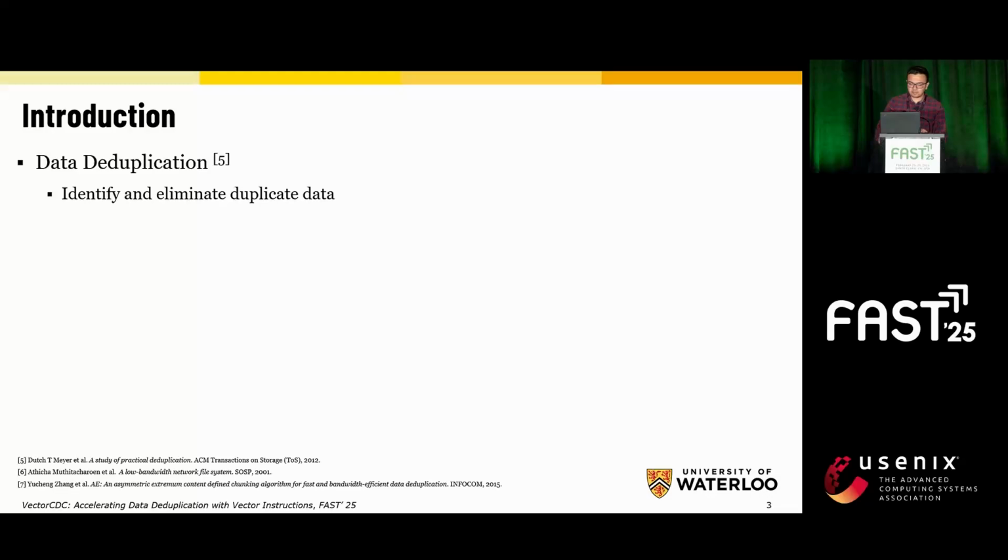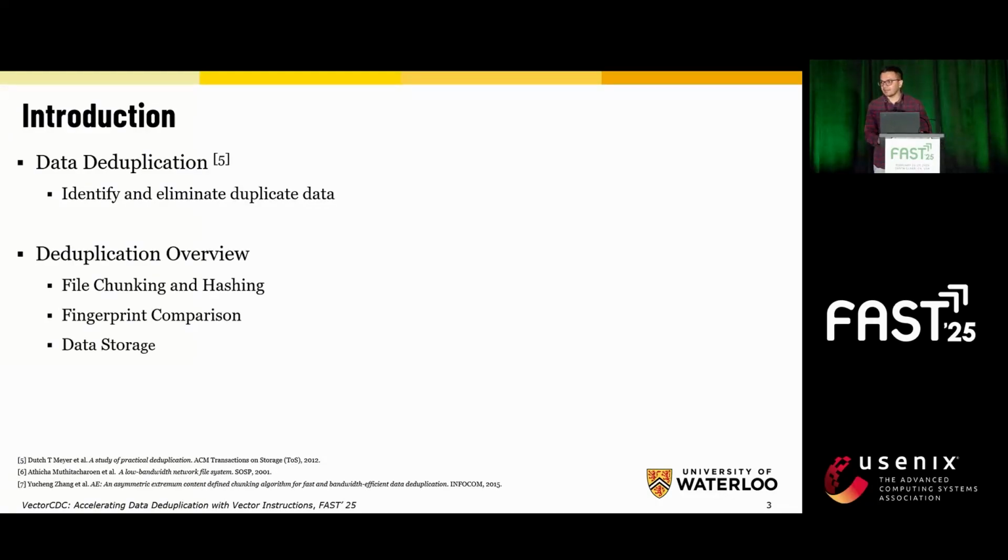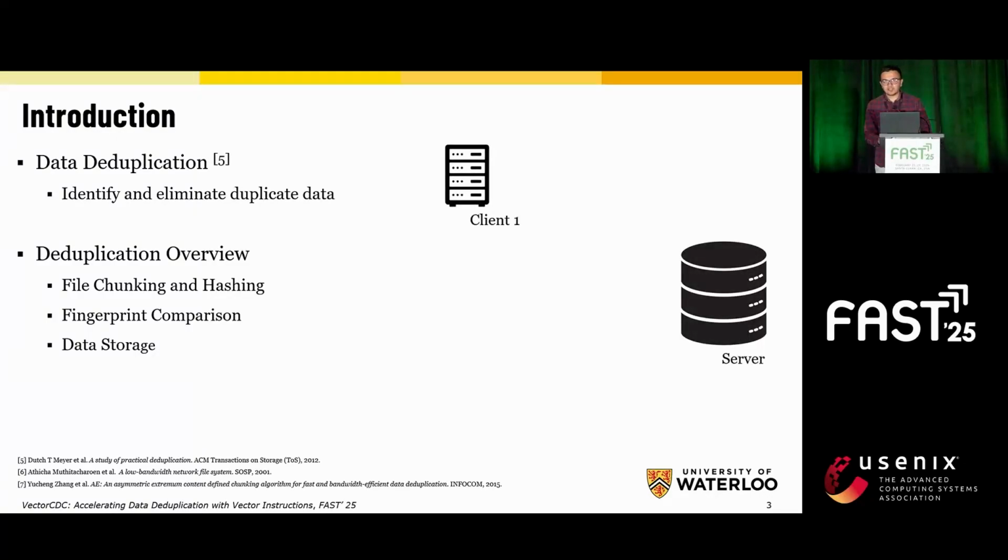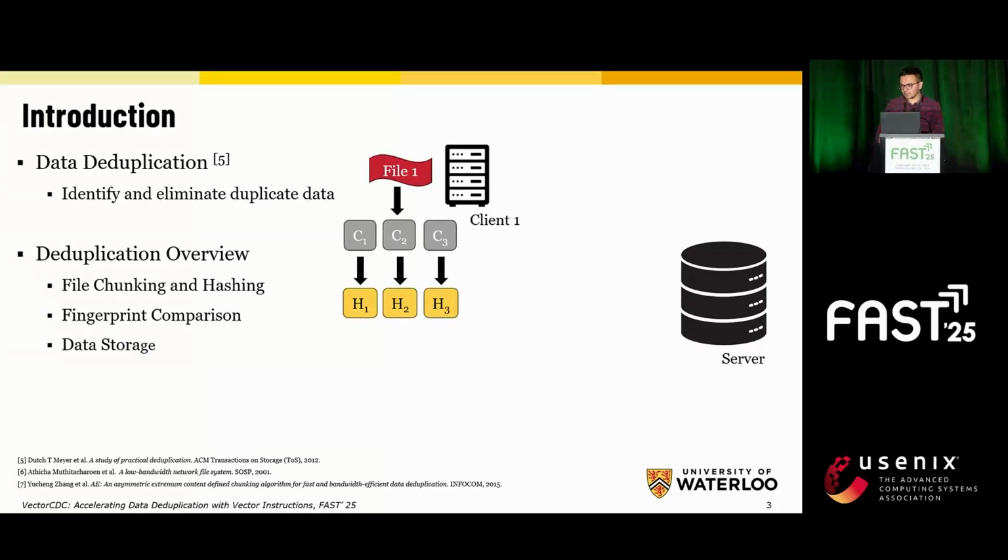Deduplication is a mechanism that is used to identify and eliminate duplicate data to conserve network and storage costs. It consists of numerous phases that a lot of the authors before me have talked about and explained very well, so I'm just going to speed through this with an example. So here's the interaction between a client and a server, both of whom want to store files in a deduplicated fashion. The client first takes its file, divides it into chunks, and hashes them to get fingerprints.